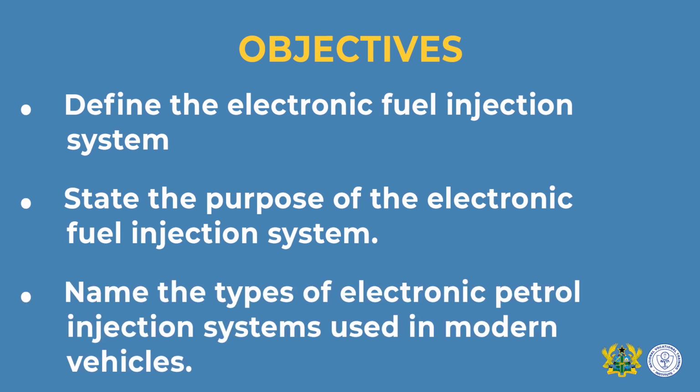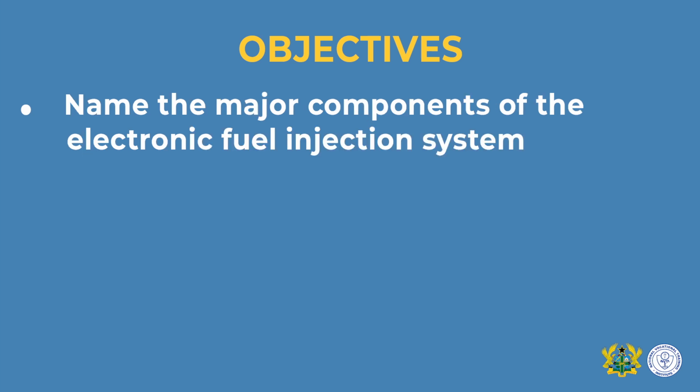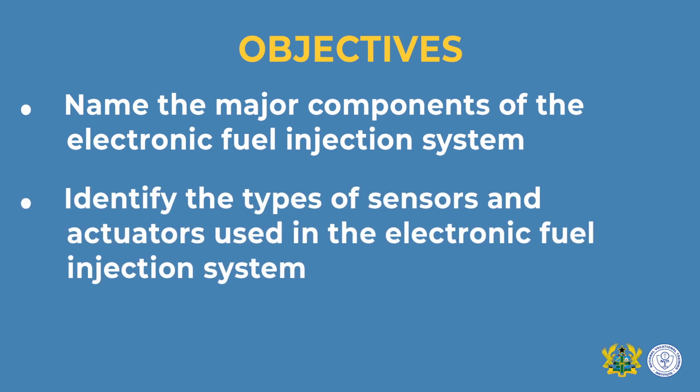3, identify and name the type of electronic fuel injection systems used in modern vehicles. 4, name the major components that form the electronic fuel injection system. And finally, identify the type of sensors and actuators used in the electronic fuel injection system.